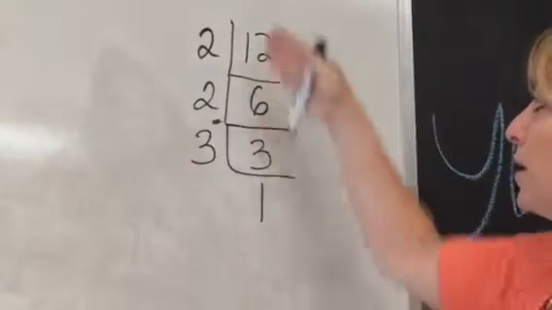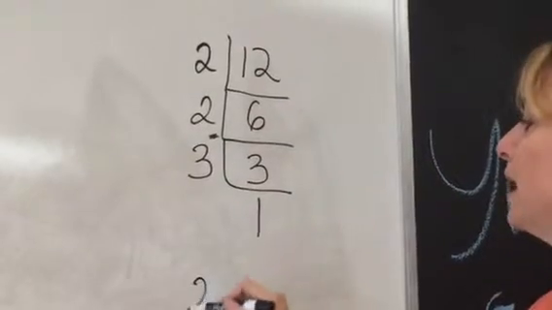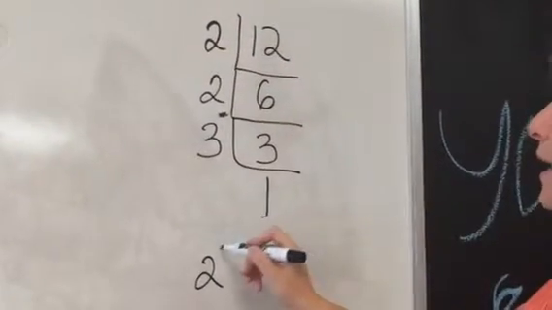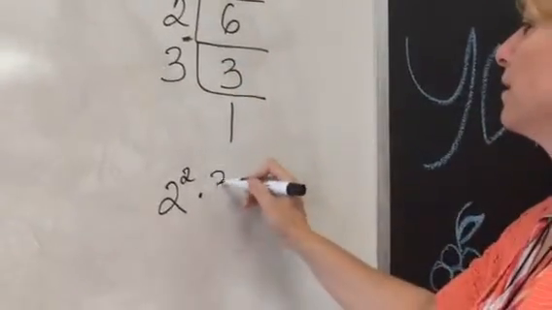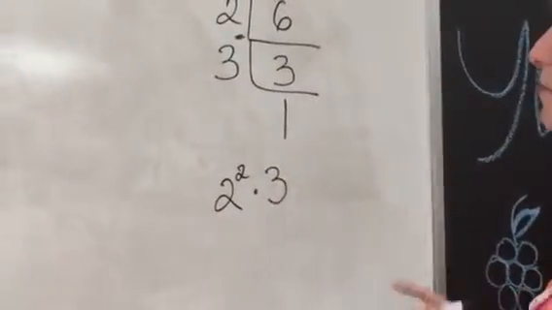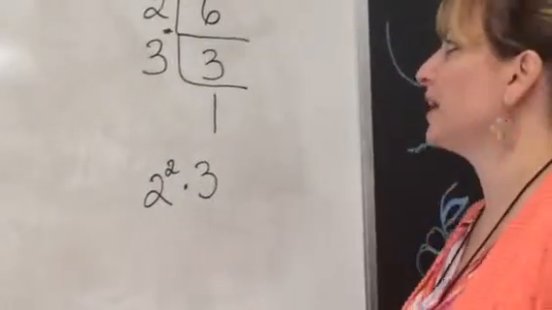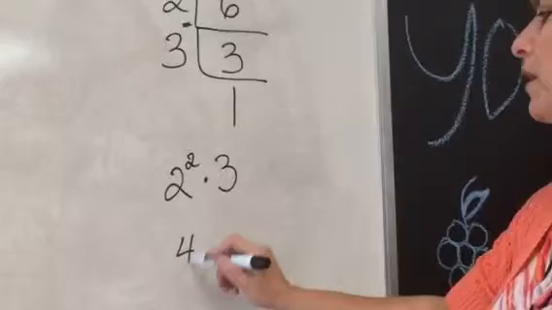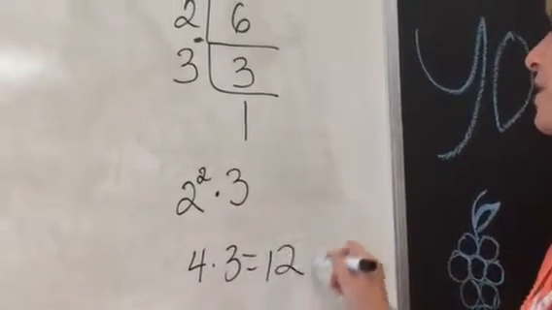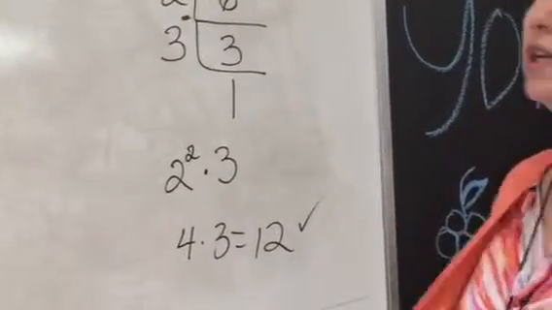I go to the lowest number, 2. I count up how many 2's there are, and I use its exponent. Then I multiply that by the next number. Let's see if 2 squared times 3, which we're calling the prime factorization of 12, actually equals 12. 2 squared is 4, times 3 equals 12. So that proves that we just did it right, okay?